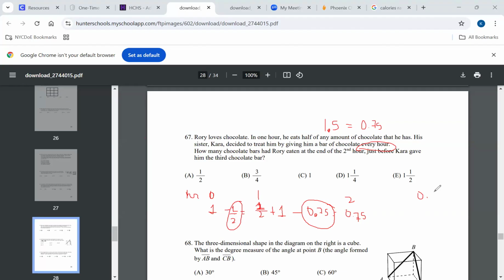0.5 plus 0.75 will give us how much he ate in total. So if we add those together, we'll get 1.25, which is 1 1/4. So he's eaten 1 1/4 chocolate bars.